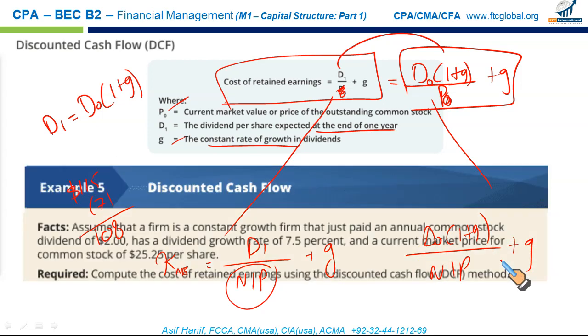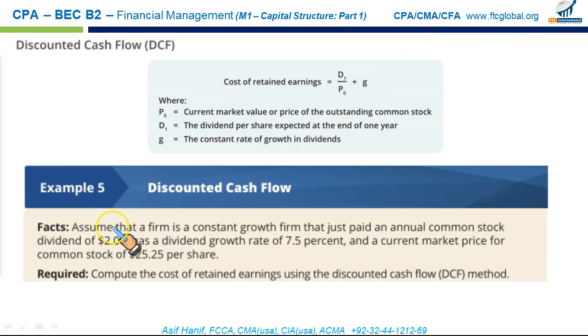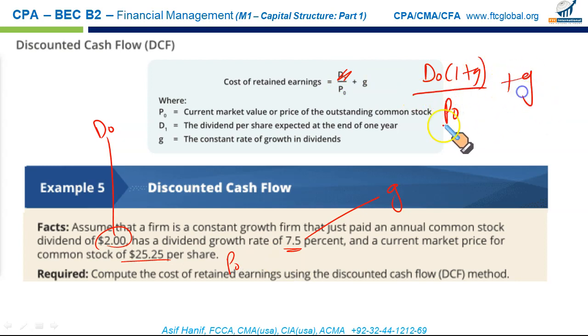Let us apply this concept in a question. Assume that the firm is a constant growth firm that just paid an annual dividend of $2. This is not D1, this is D0, just paid. It has a dividend growth rate of 7.5, that is G, and a current market price of 25.25. Now, we won't use the new equity formula. It's D0 into 1 plus G upon current share price plus growth rate. So it's D0, that is 2, into 1 plus 7.5%. So I'm going to write it as 1.075 divided by the current share price 25.25. And to this simply add the growth rate that is given as 7.5%.